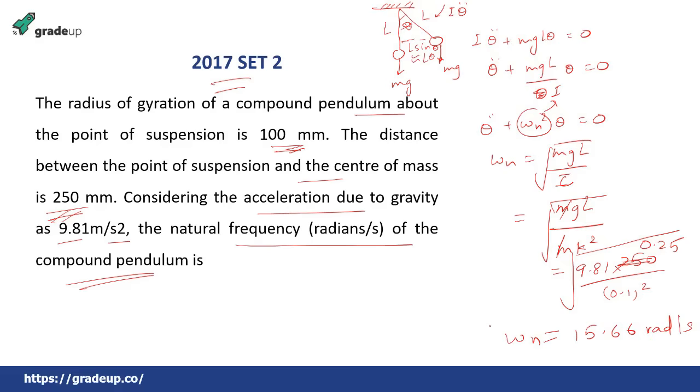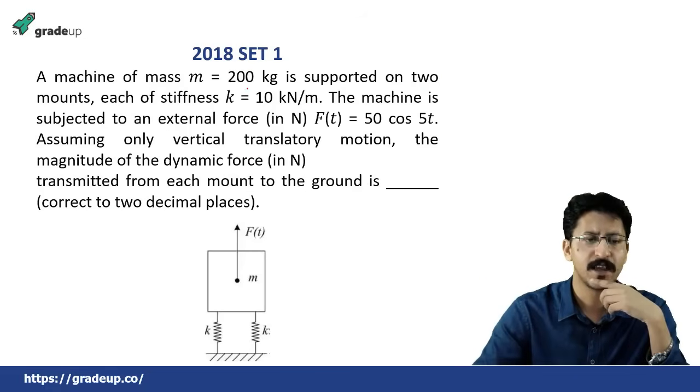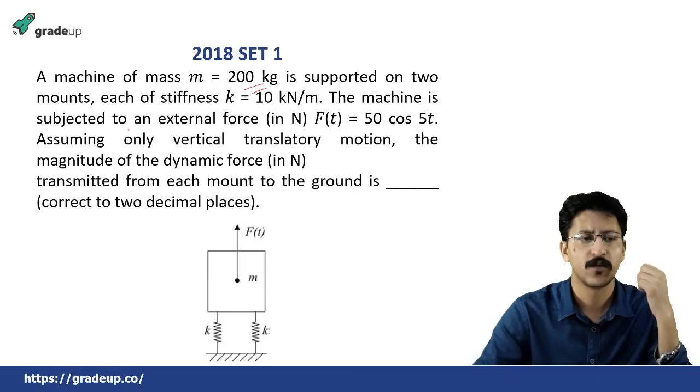This is omega n. Very simple question, you just need to do the simple thing we did while talking about the simple pendulum case, the torsion method. Only one case, one example, we have done, and that is the only question that has been asked, the question of 2 marks in 2017.